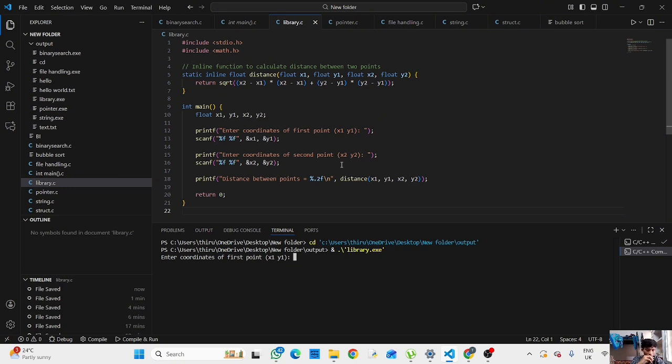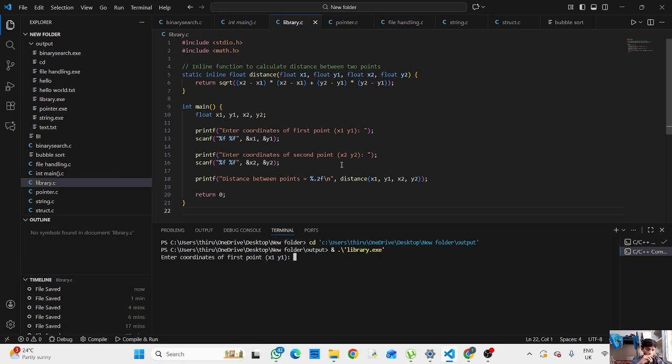First, we include the math library so we can use mathematical functions like square root. static inline float distance(float x1, float y1, float x2, float y2) uses the distance formula: root of (x2 minus x1) the whole square plus (y2 minus y1) the whole square. Calculate the horizontal difference, calculate the vertical difference, square both terms, add them, and take the square root using the sqrt function. Returns the final distance.